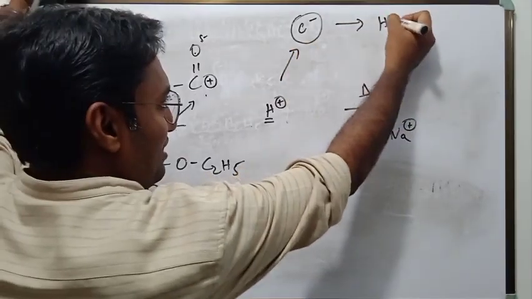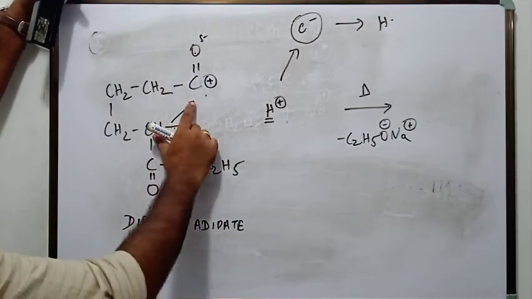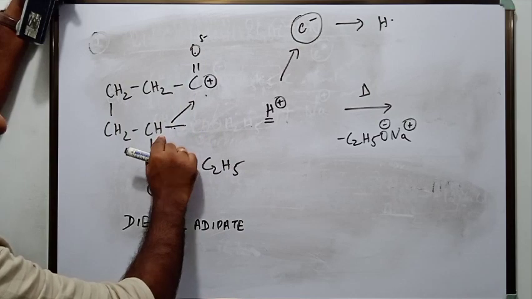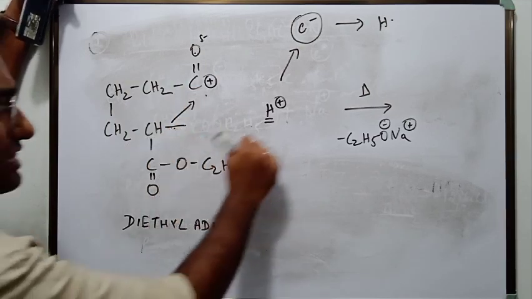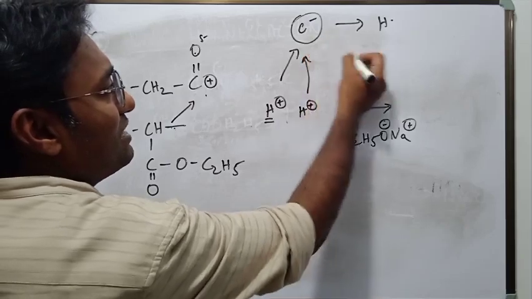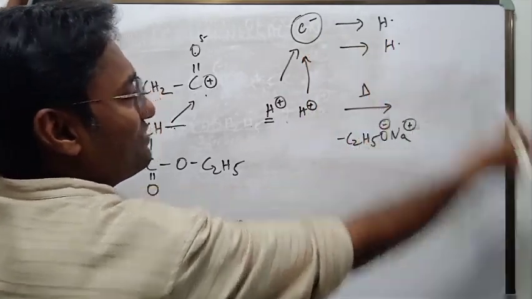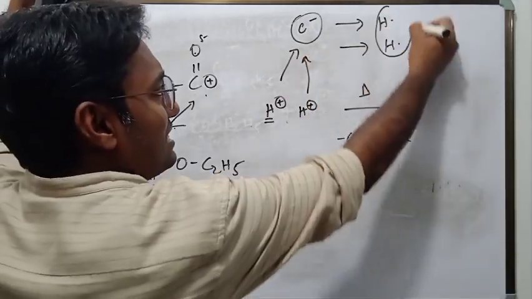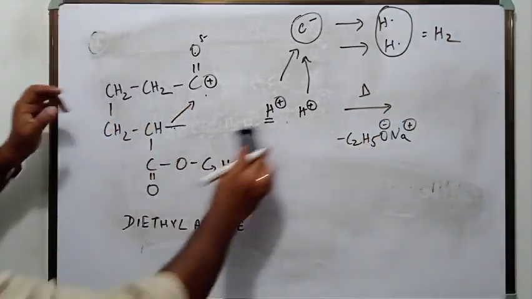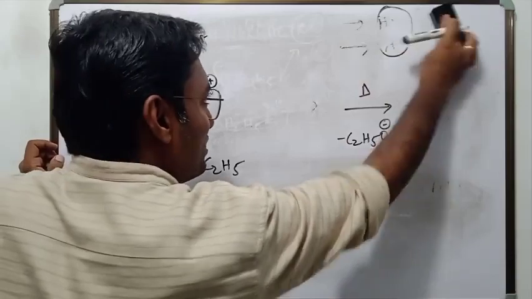When in another molecule cyclization occurs like this, another H plus is released. It would combine with another electron to form an H free radical. Both these H then combine together to form H2. Fine. So its fate is also decided, right?